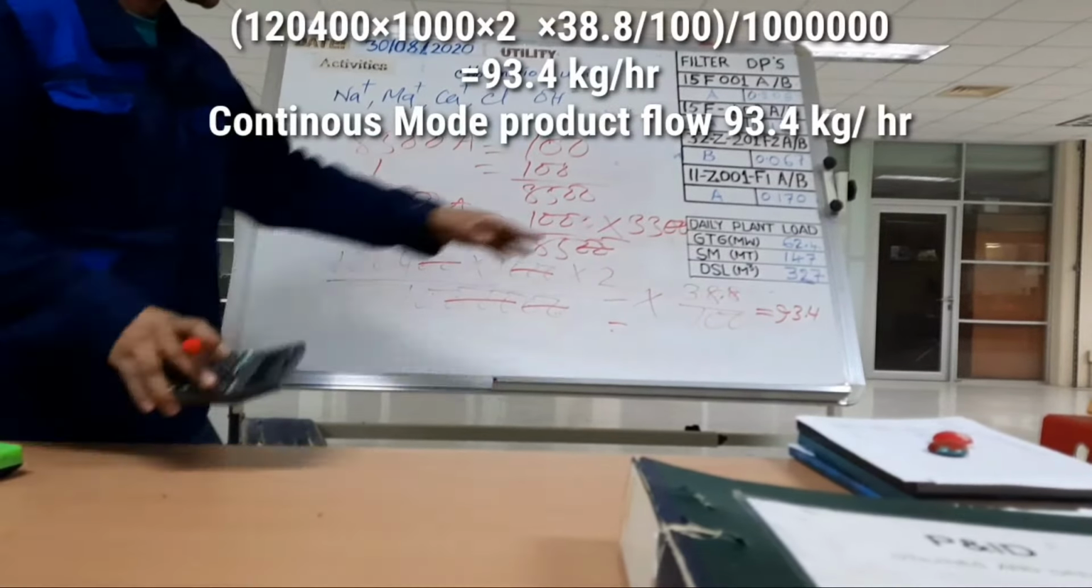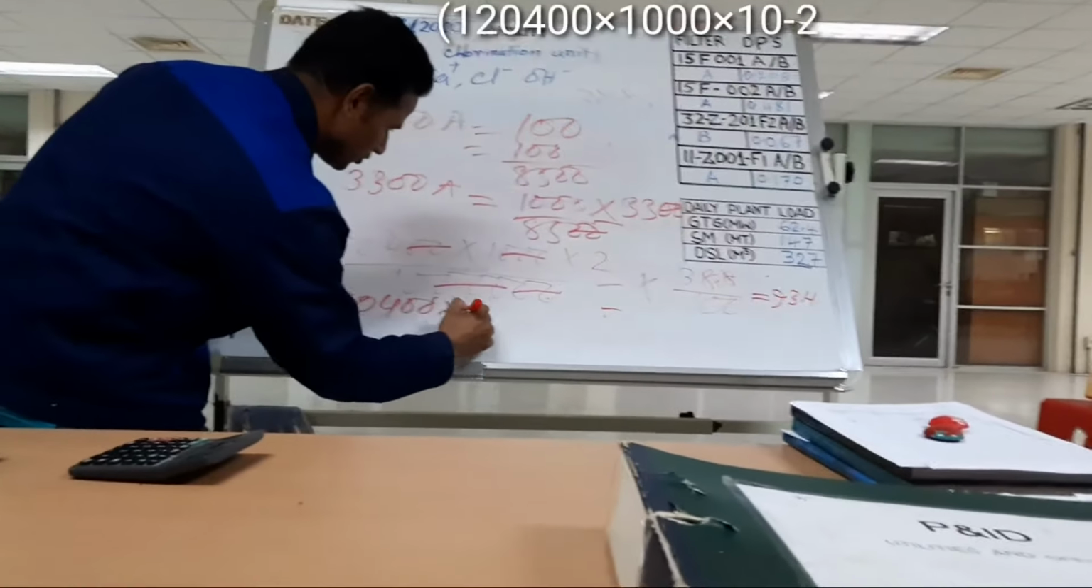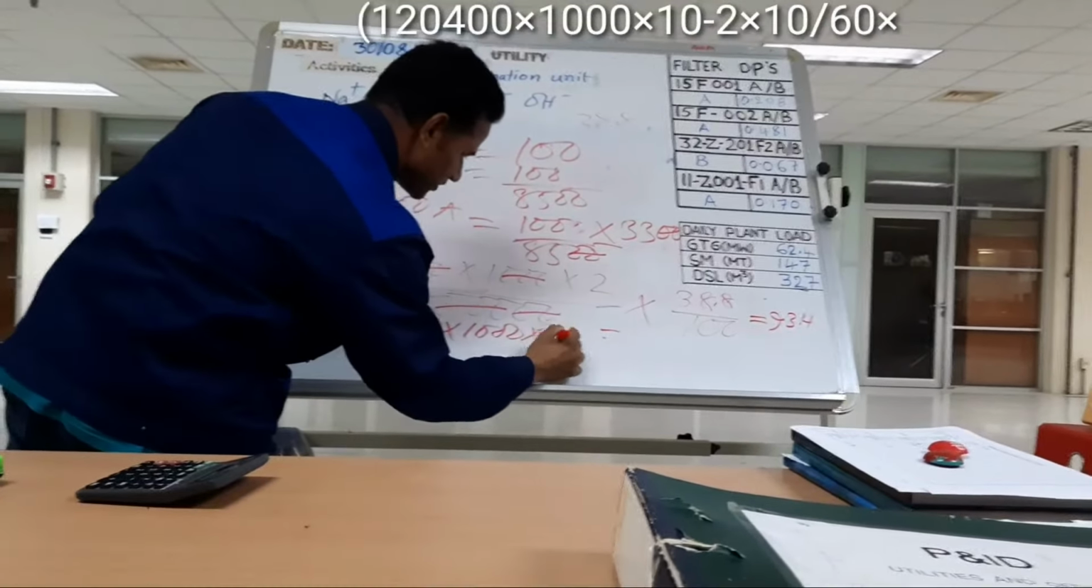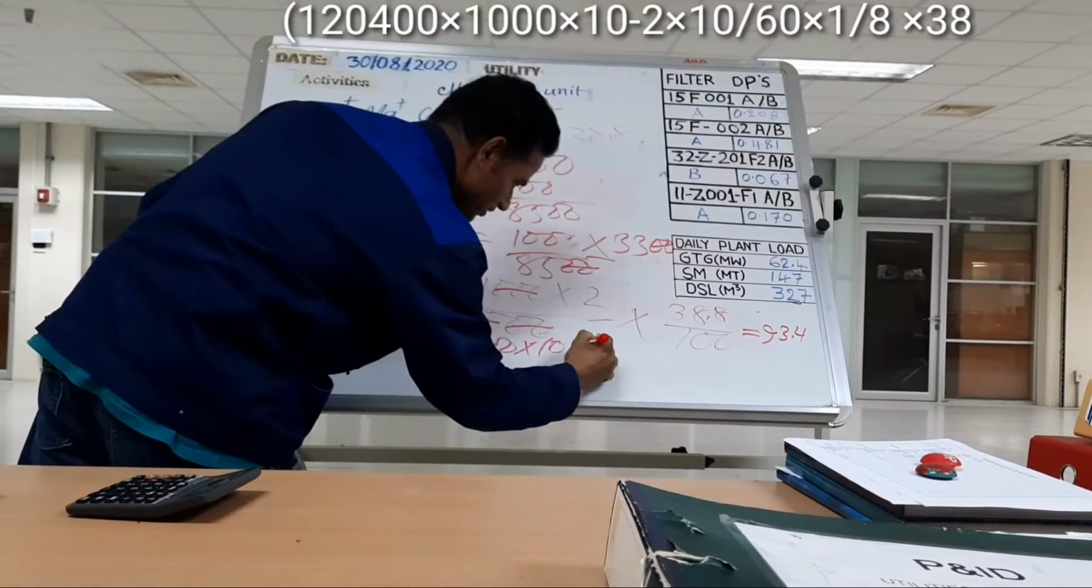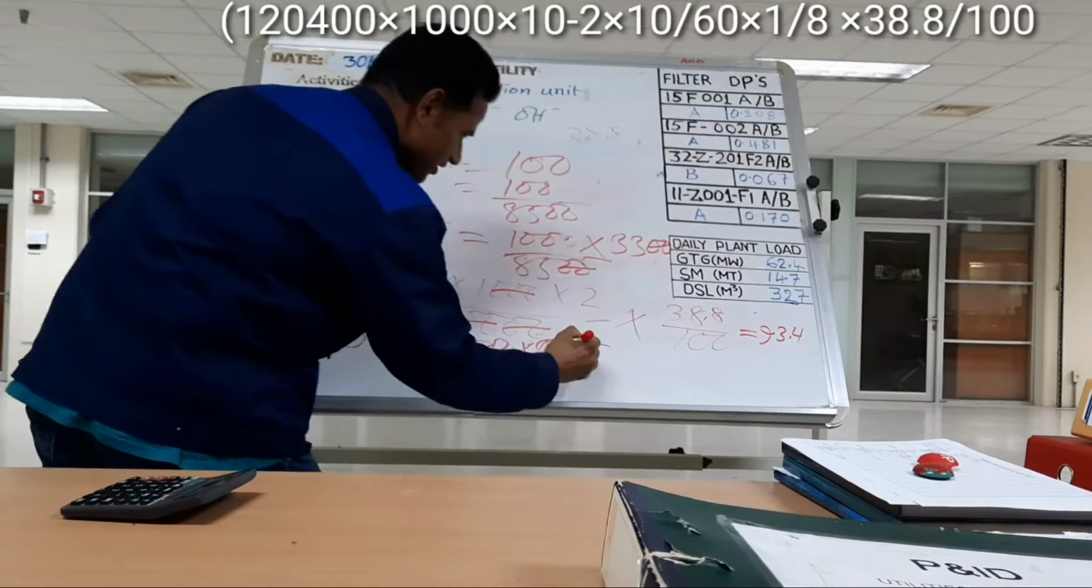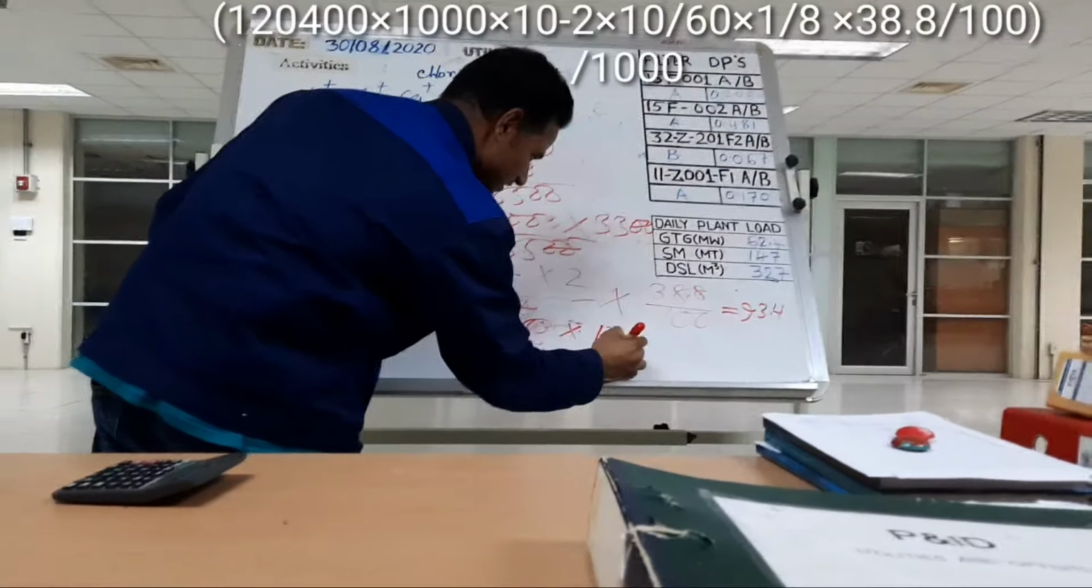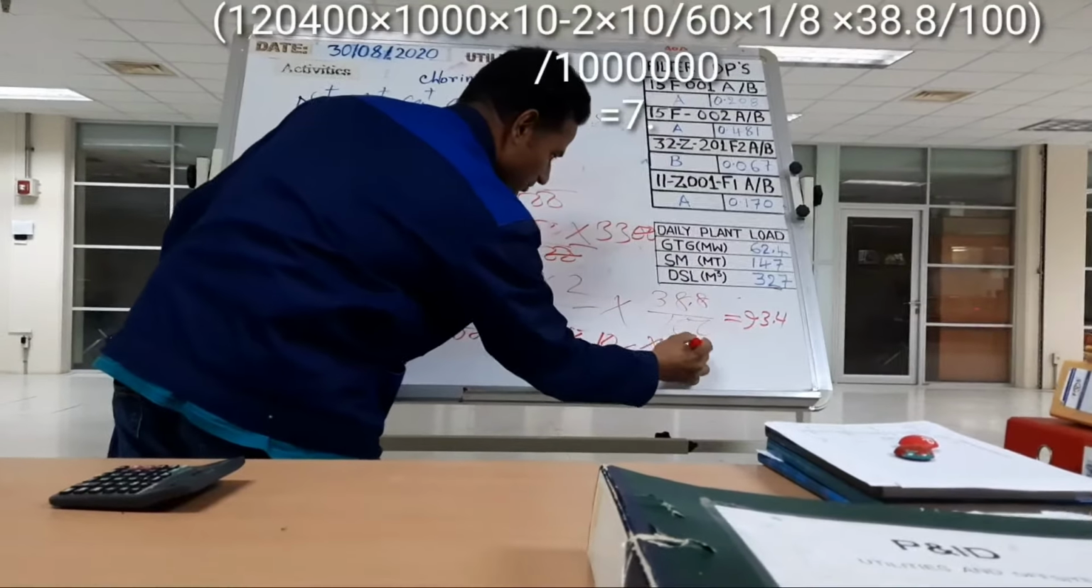Okay, this is continuous mode. But shock dosing mode, how much? Same. 1,20,400 into 1,000 into 10 minus 2, that is 8. Directly 8. Then 8 into 1 by 60, into 1 by 8.